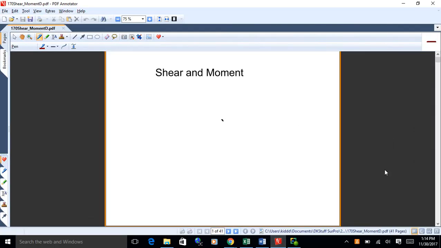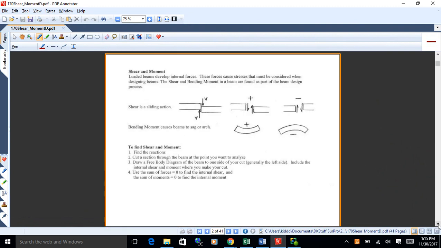Okay, let's look at one more topic here, shear and moment. What we're going to do is go inside of a beam and analyze it as best we can. So let's have a look here.